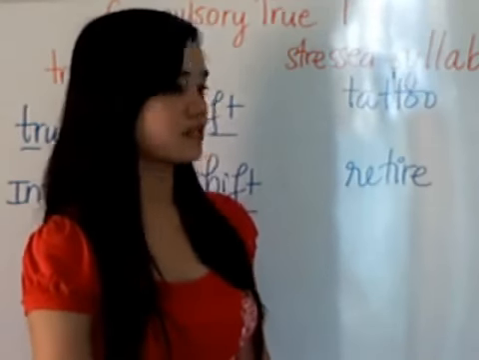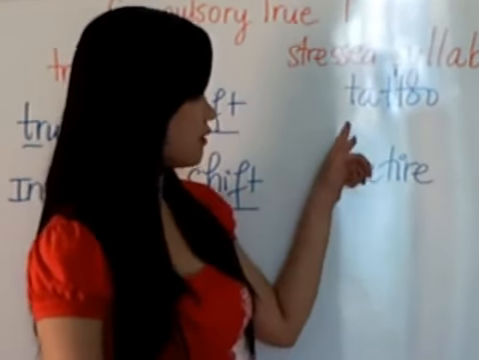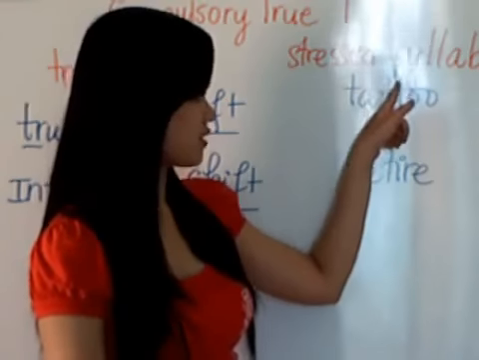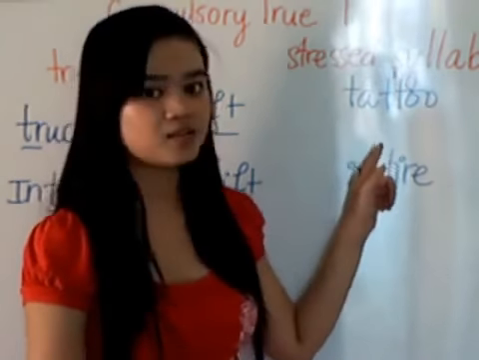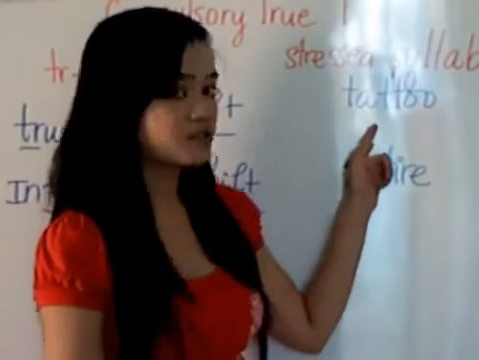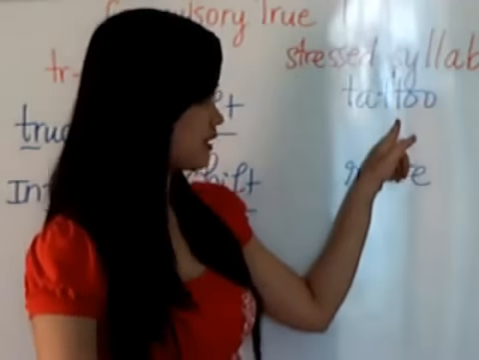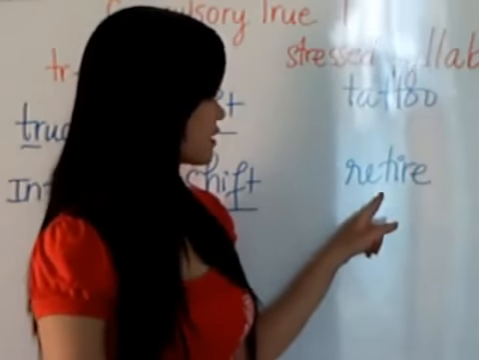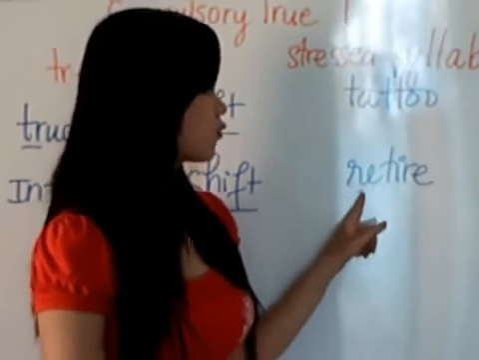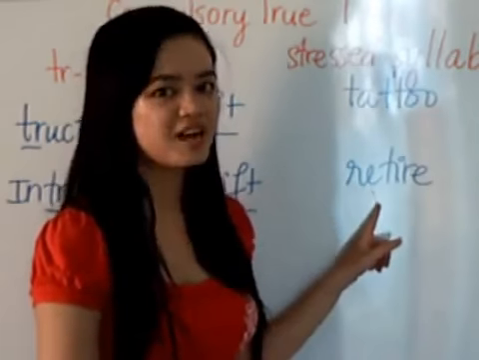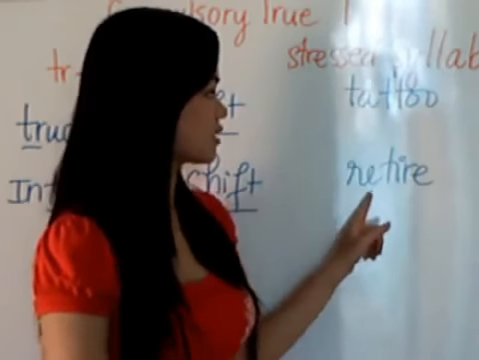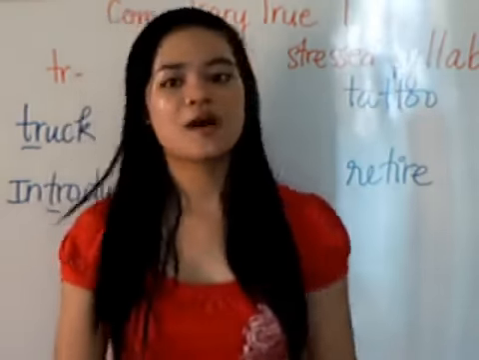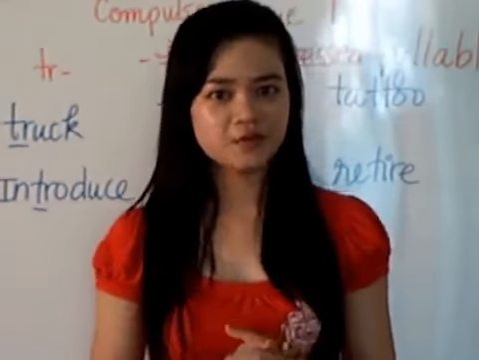Do you understand stretched syllable? Well, look at this word. We have to stretch here. And then we say tattoo. Tattoo. True T. And in the second word, we stretch in the second syllable. Then we say retire. Retire. Tattoo and retire.